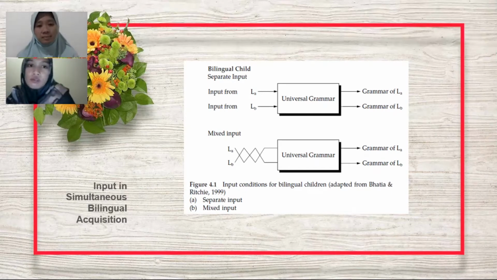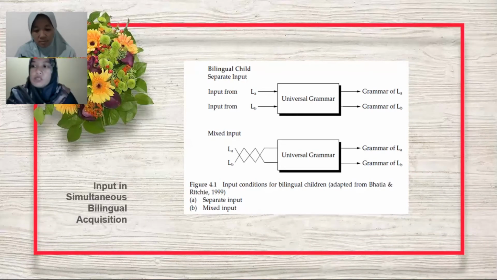diagrammatically in Figure 4.1. The two diagrams in this figure are intended to represent in a simplified way two ways in which caregivers often plan to manage input to the child in the two languages. The first one is separate input, which means one person, one language. And the second one is mixed input, which means a plan for allocating input from the two languages to particular individuals.